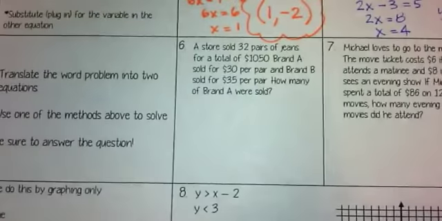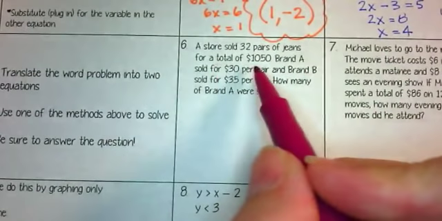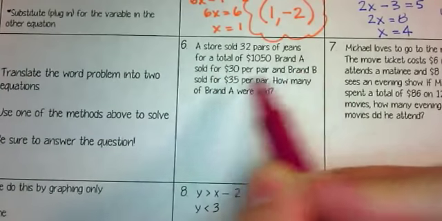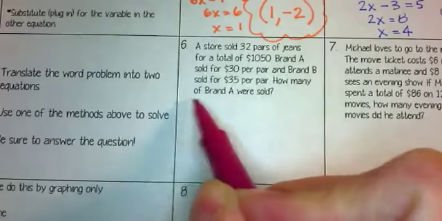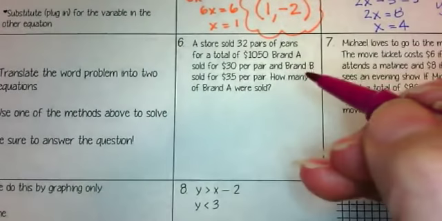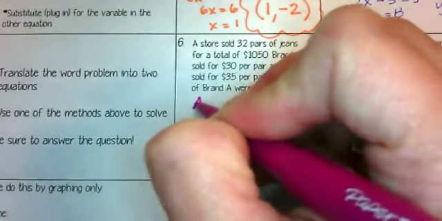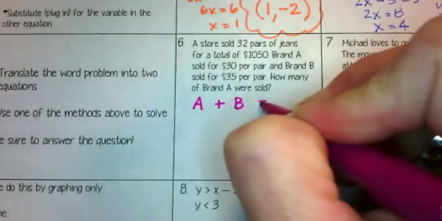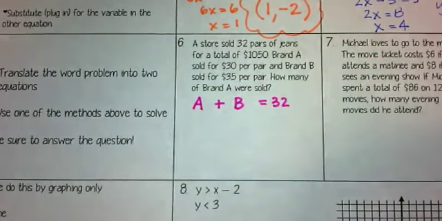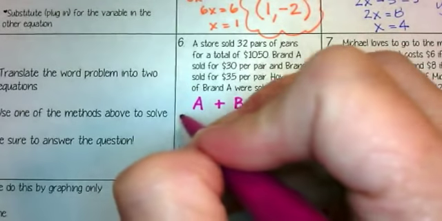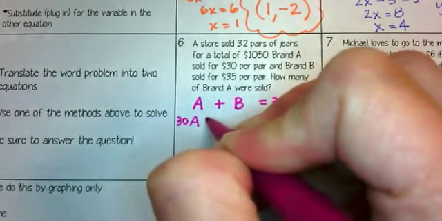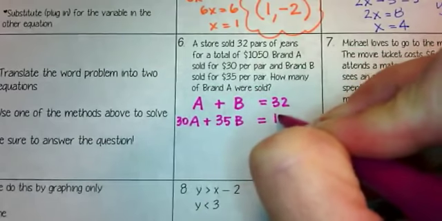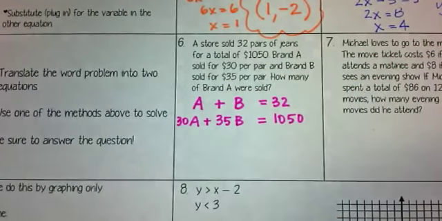All right. Number 6, a store sold 32 pairs of jeans for a total of $1,050. Brand A sold for $30. Brand B sold for $35. So how many of brand A were sold? So what we know is that we sold a total. So if we added up the brand A and the brand B, we sold 32 pairs of jeans. And we know brand A was worth $30 and brand B was worth $35, and we made $1,050.